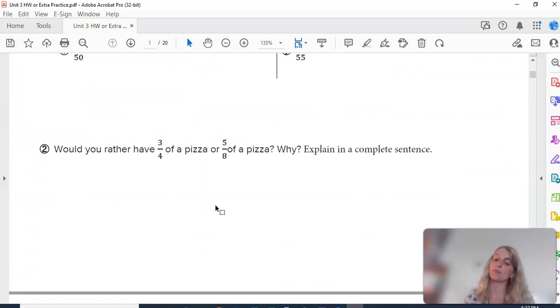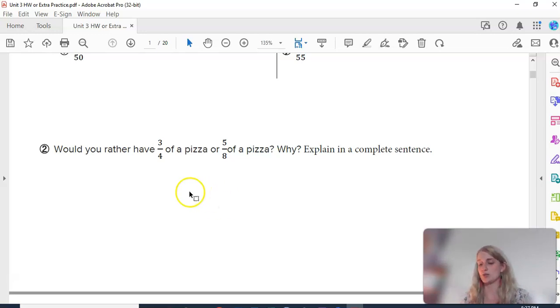This is where I'm going to be very picky about what you do. I have lots of opinions on number 2. First of all, there is no wrong answer. You could pick either of those. It all just depends on your why. You could pick the smaller one and say, because I'm not that hungry and I don't want all the pizza, or you could pick the bigger one because you want more pizza. But you need to tell me why you're choosing that one and how you know that it's the bigger or the smaller one.